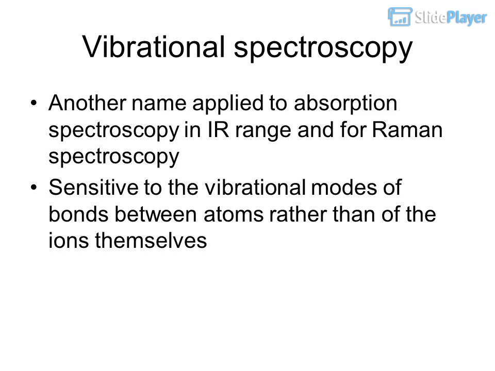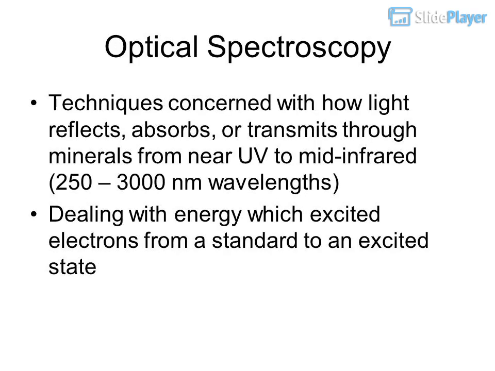Vibrational spectroscopy is another name applied to absorption spectroscopy in the IR range and to Raman spectroscopy. It is sensitive to the vibrational modes of bonds between atoms rather than of the ions themselves. Optical spectroscopy covers techniques concerned with how light reflects, absorbs, or transmits through minerals from near UV to mid-infrared, 250 to 3000 nanometer wavelengths, dealing with energy which excites electrons from a stable to an excited state.